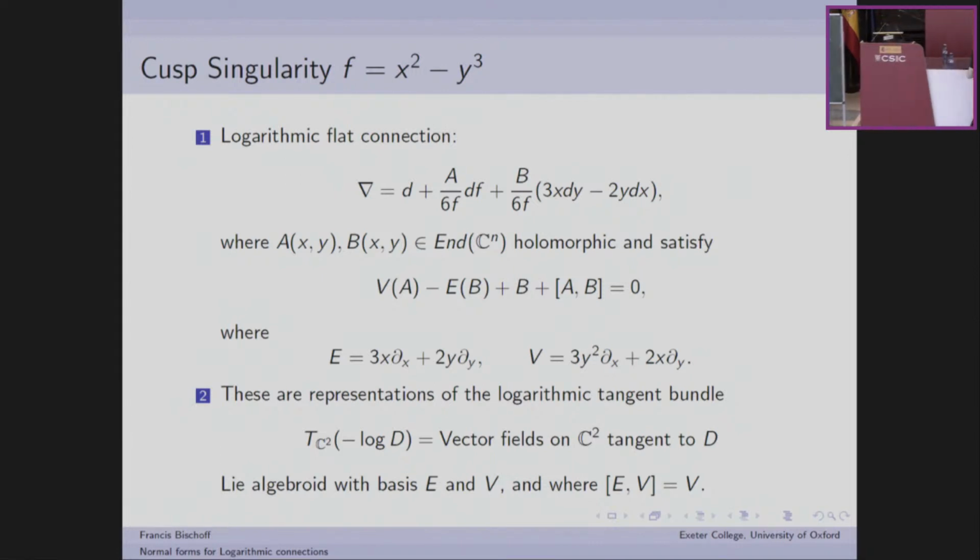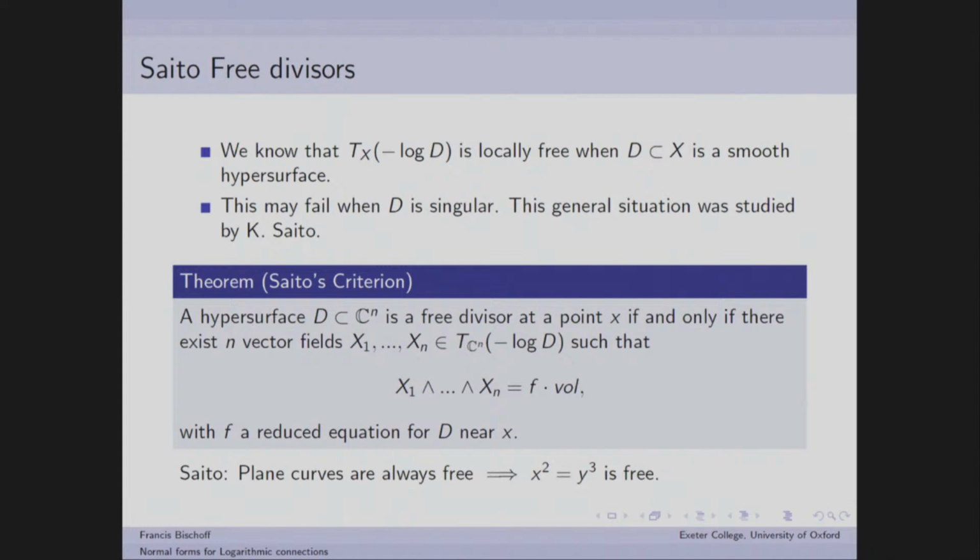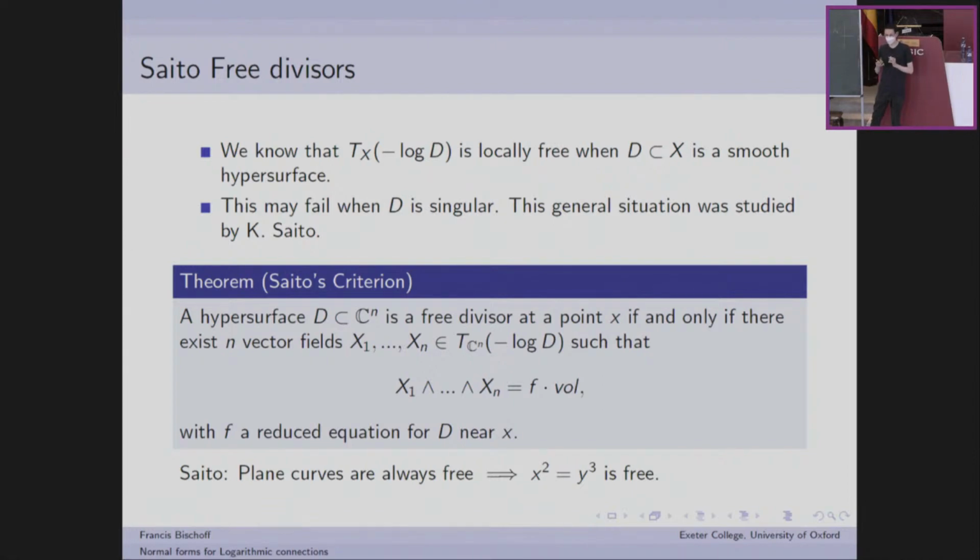Okay, so I want to make an important point here because we've seen examples of this log tangent bundle already in several talks. And we know that they're locally free when D is smooth. And in the last talk we saw that when we have simple normal crossings, we also get a vector bundle. In general, this will fail. For a general hypersurface that can have singularities, this log tangent bundle might just be a sheaf; it might not be locally free. So this was a situation that was studied intensively by Saito in the 80s.